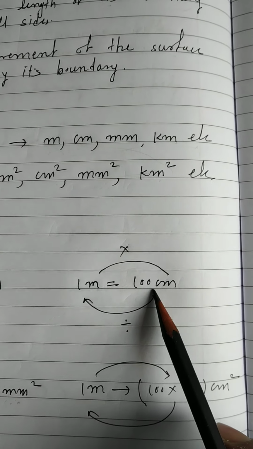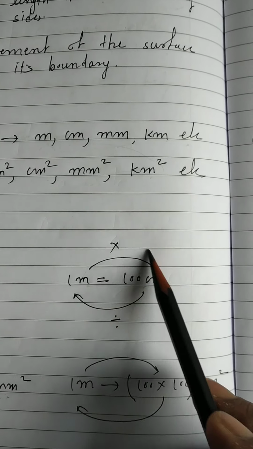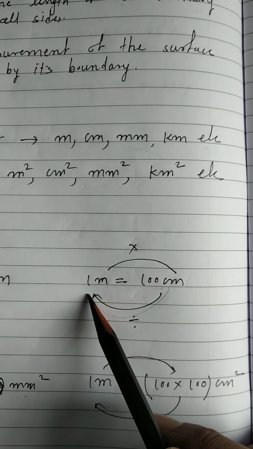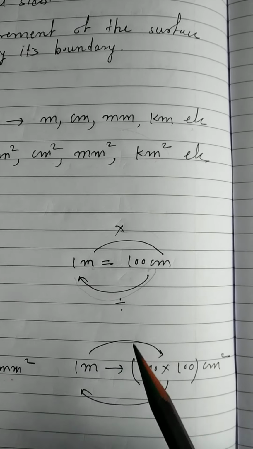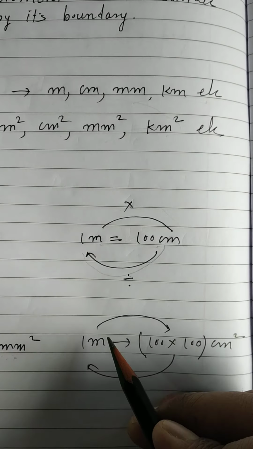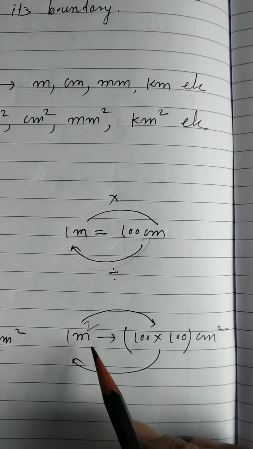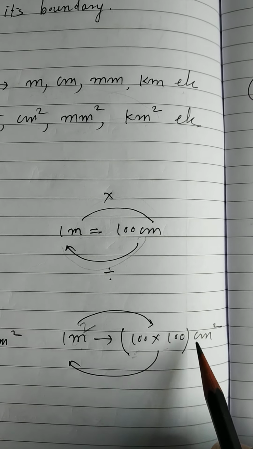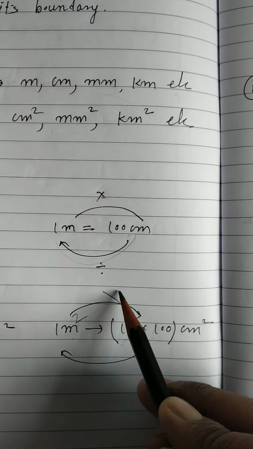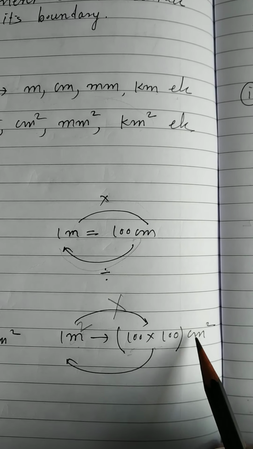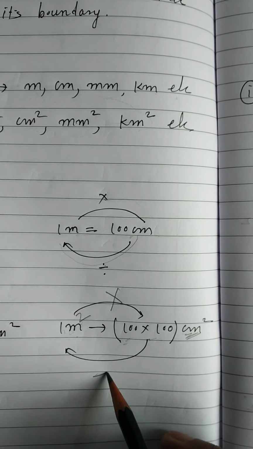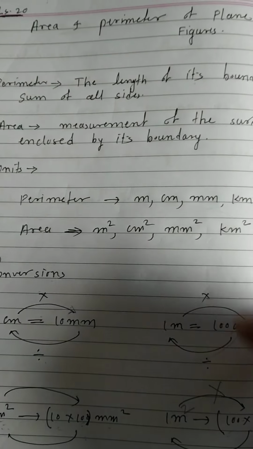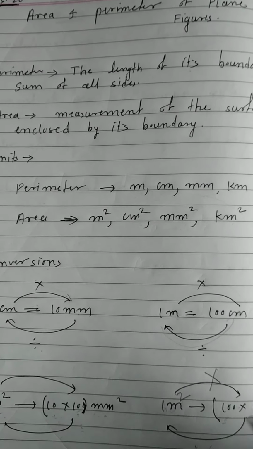Now 1 meter is equal to how many centimeters? 100 centimeters. So when you convert meter into centimeter, you need to multiply by what? 100. But when you convert centimeter into meter, you have to divide by what? 100. Like that only, in 1 meter square, how many centimeter square will there be? 100 two times, isn't it? So when you convert meter square into centimeter square, you have to multiply by 100 two times. But when you convert centimeter square into meter square, you have to divide by 100 two times. I hope so, bacho, we are very clear with some basic part of area and perimeter of plane figures.